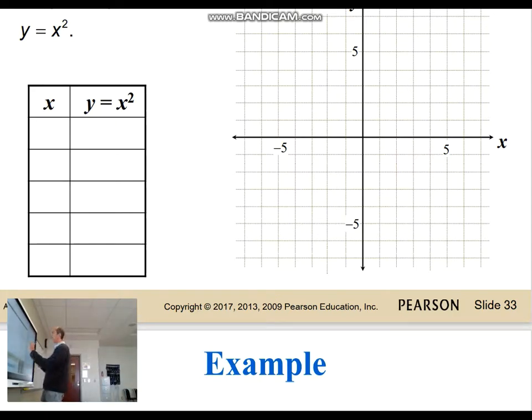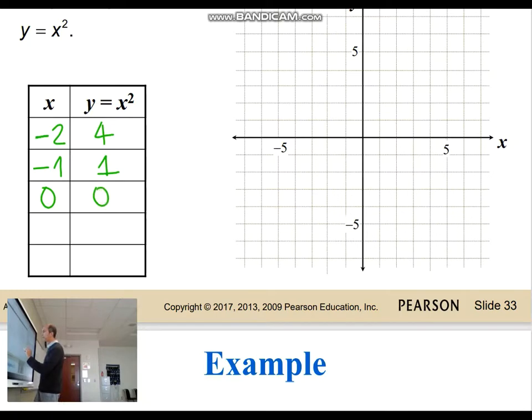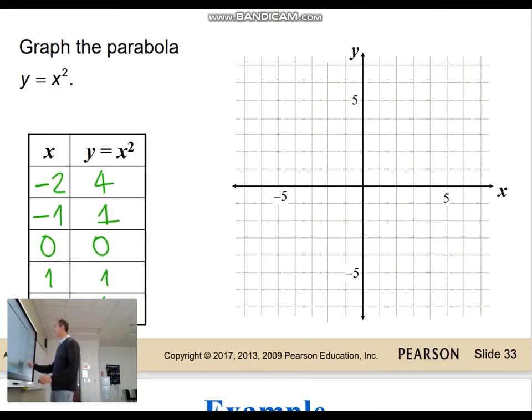So let's guess a few points here. Let's say x equals -2. -2 squared is going to be 4. Let's say x equals -1. -1 squared is 1. Now x equals 0, y equals 0. x equals 1, y equals 1. x equals 2, y equals 4. So we have a few points here, and I think we're going to be able to graph now.